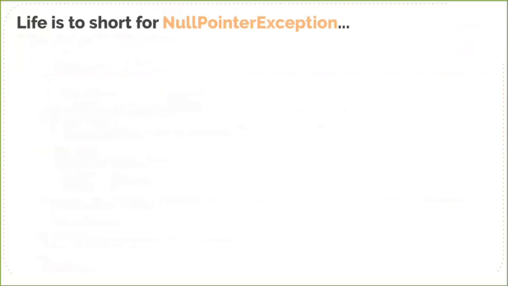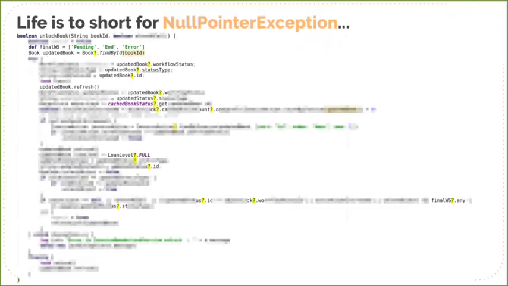So if you are a Java or a Groovy developer, you have experienced a null pointer exception for sure. But yes, life is too short for null pointer exceptions. So what can we do about it? In Groovy, we have the null safe operator, which is amazing if you use it properly. But the thing is that folks don't know how to use it. So let me explain this.